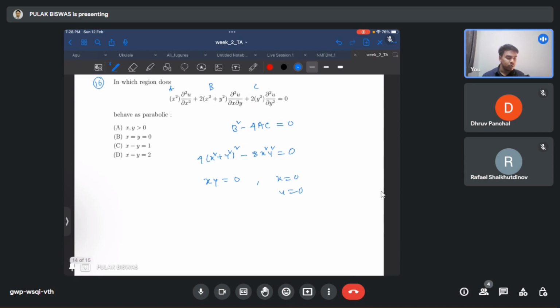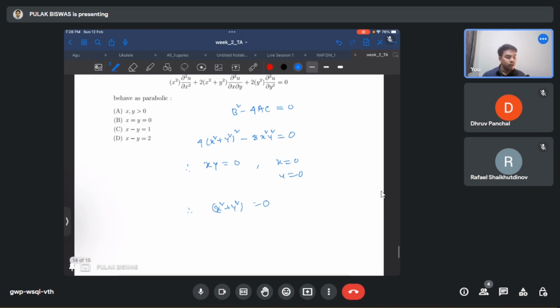Again, this term should also be 0, x square plus y square. This also needs to be satisfied, and if one is 0, then the other is automatically becoming 0, and similarly vice versa. So this would be the answer, that both x and y are 0.